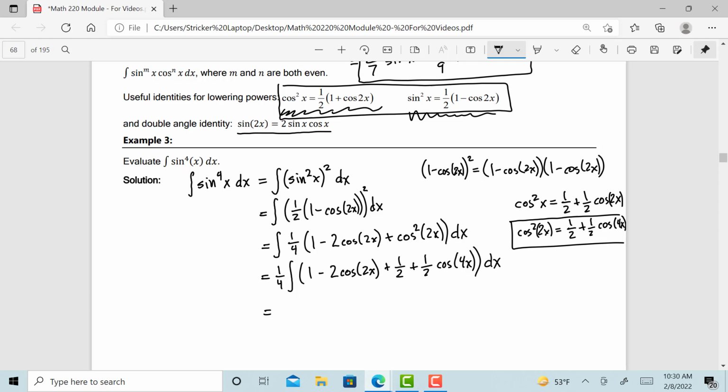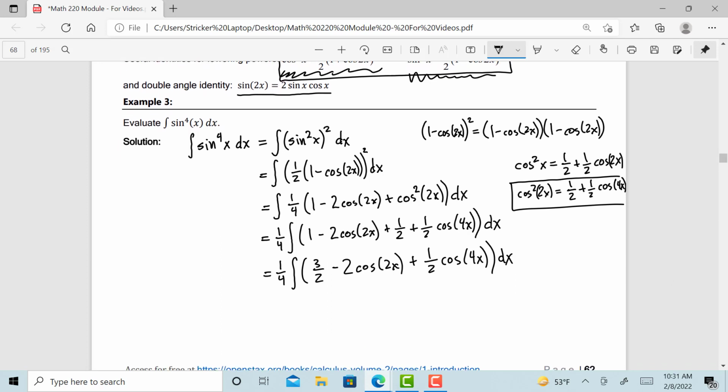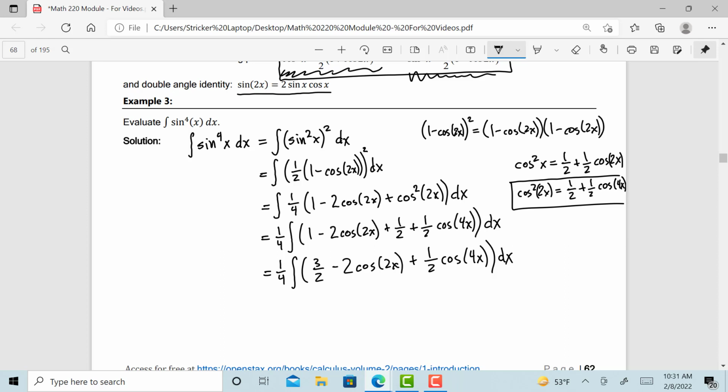Now we're almost ready to integrate. We'll just combine those two constant terms. When we have 1/2 plus 1/2, that's going to give us 3/2, minus 2 times the cosine of 2x, and then plus 1/2 times the cosine of 4x. And now we're ready to integrate. The only thing is we do have a couple of U substitutions here, because we have a 2x inside of cosine and we have a 4x inside of cosine.